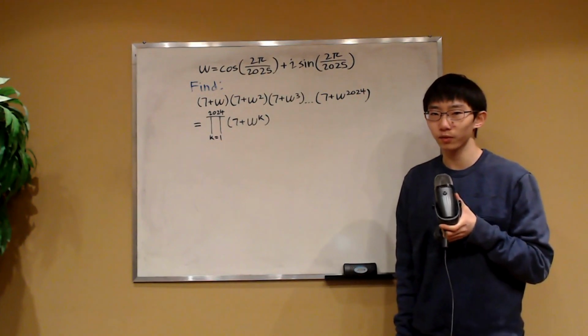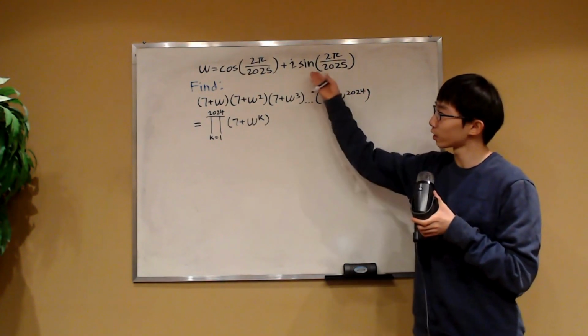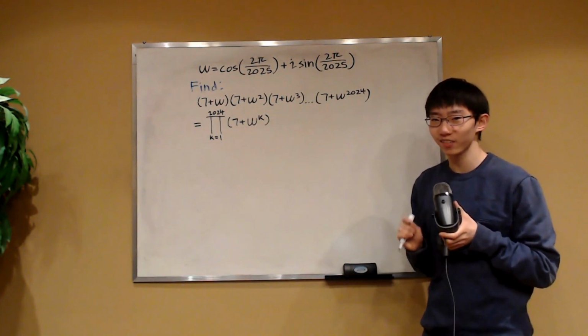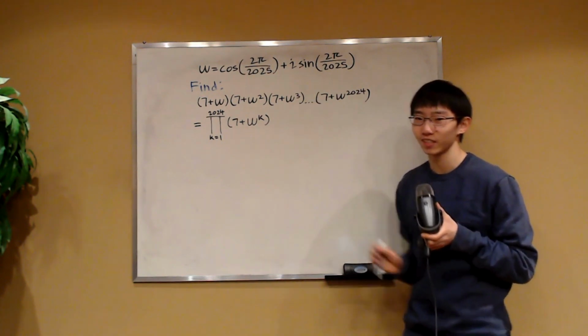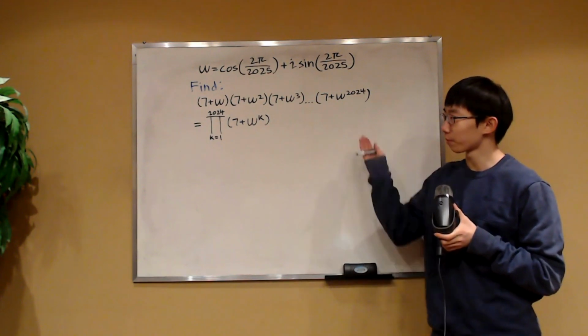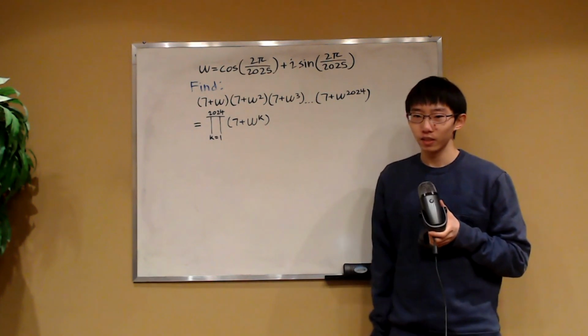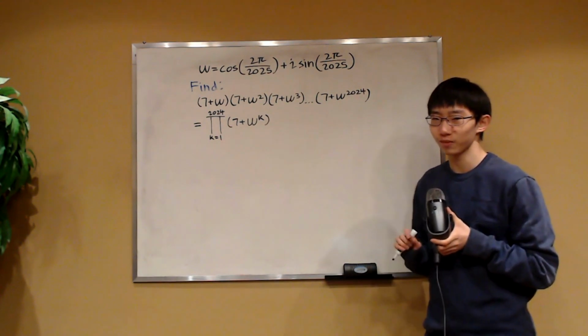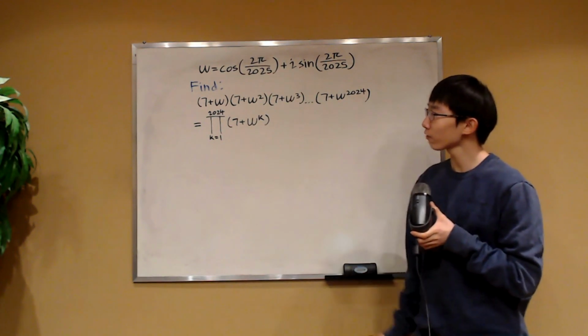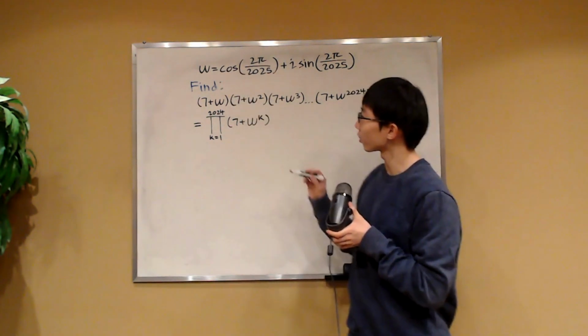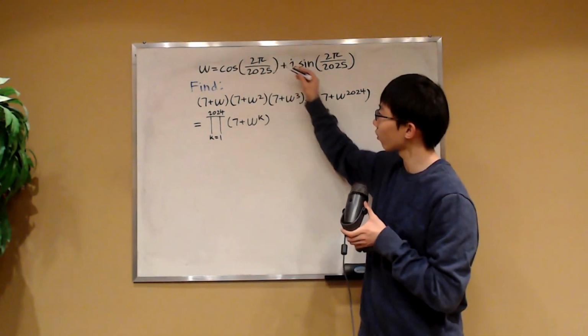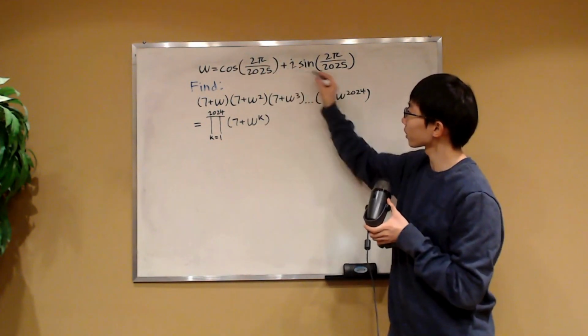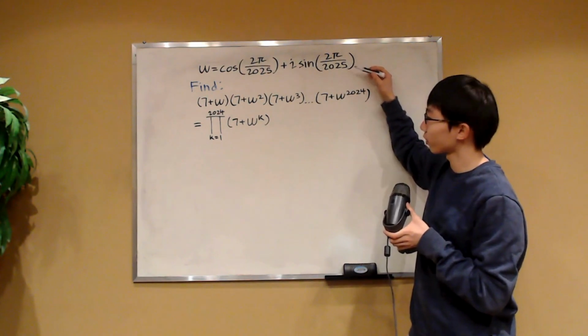It's time to get real with math, throw in a bit of imaginary numbers, and we have ourselves a complex number question. Now, it looks a bit complicated. However, the solution is very elegant and very, very satisfying. So let's get started. We have a complex number omega equal to cosine of 2 pi over 2025 plus i sine 2 pi over 2025.